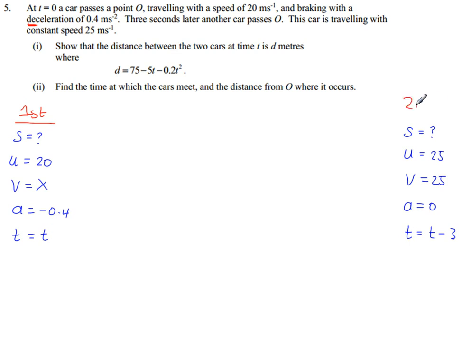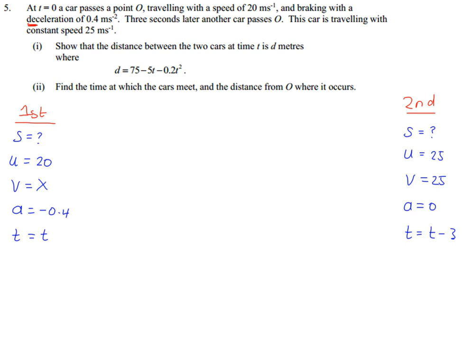And for the second car, again, we want to work out the distance it travels, or displacement, and it's traveling at a constant speed, so there's no acceleration, and this time we're using T minus 3 for its time because it's 3 seconds behind the other one.